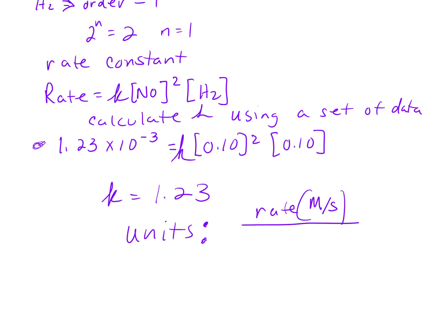And we're dividing by the concentration of NO squared, and that's in moles per liter. And then the other one is moles per liter. Okay, so let me back up. I'm taking this equation, rearranging to solve for k. So I'm dividing both sides by the concentration part to get this. Is that all right? Everyone okay with that?